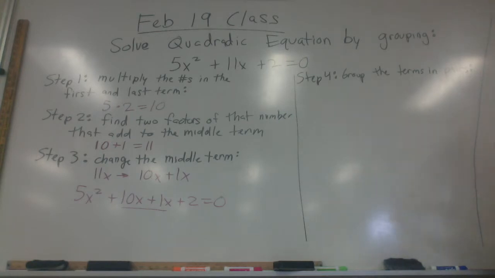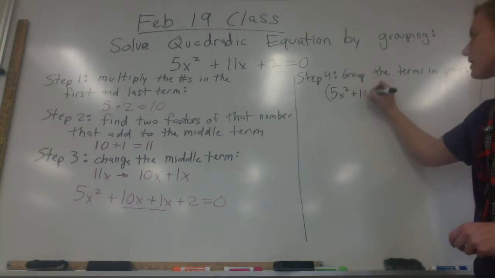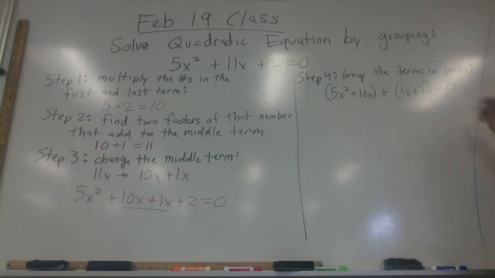Then we're just going to group them together. The first two can go together. The 5x squared plus 10x can go together. And then the 1x plus 2 can go together. Does it matter how you group them? It should be the first two and the last two. But if the 10x and the 1x were switched, it should be okay.